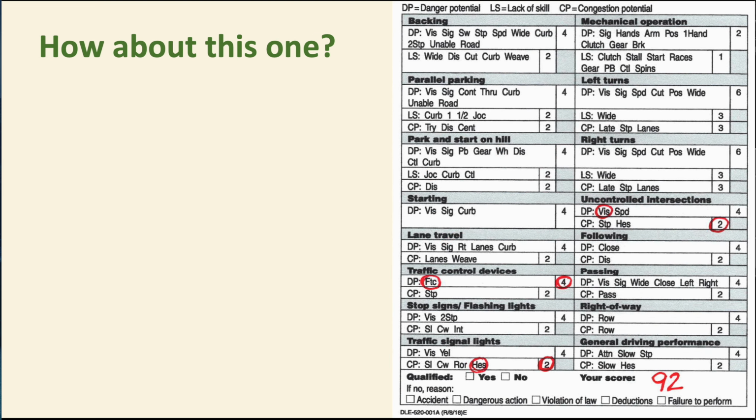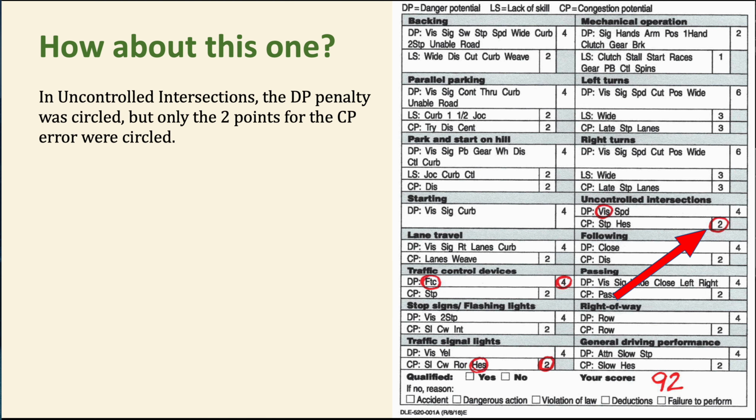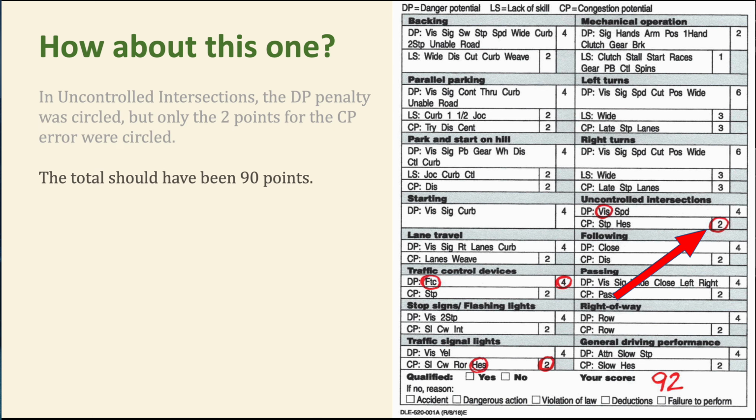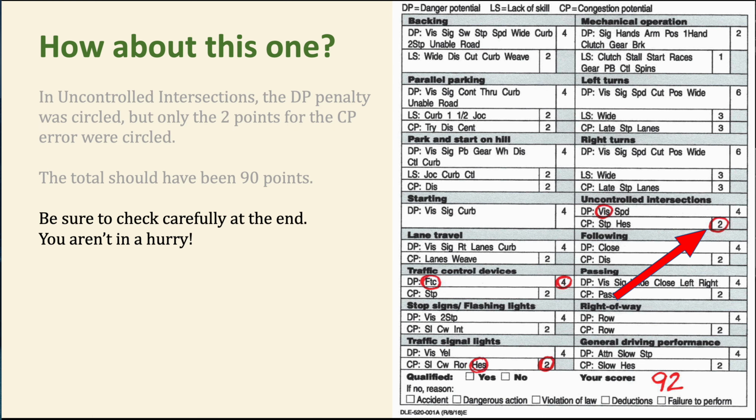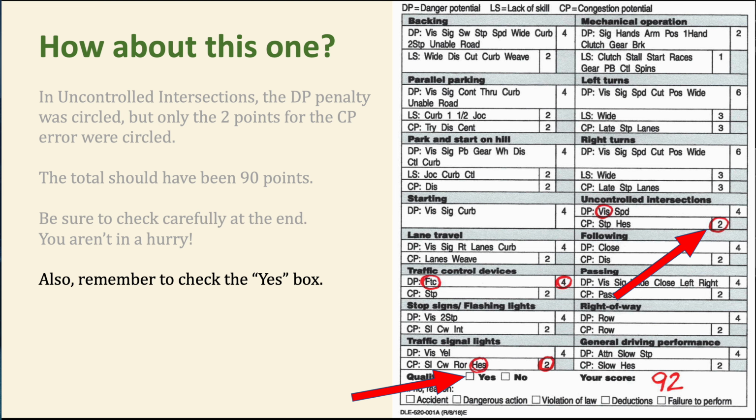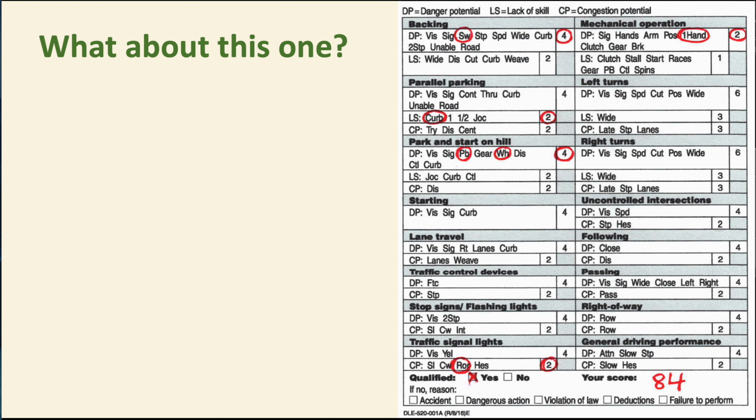All right, what about this one? Looking here, we've got traffic control device, 4 points. Hesitation at the traffic signal light for 2. Uncontrolled intersection, we had a vision error, but only a 2-point was circled there. So in this case, the wrong subscore was circled because it's not the one in the same horizontal line section. Total should have been 90. Remember, you're not in a hurry. Check carefully at the end. Also, remember to check the yes box. They passed. Did they qualify? Yes, you qualified. Check the yes box.